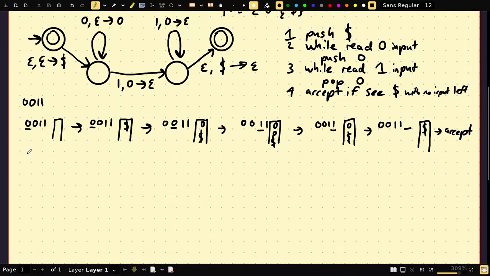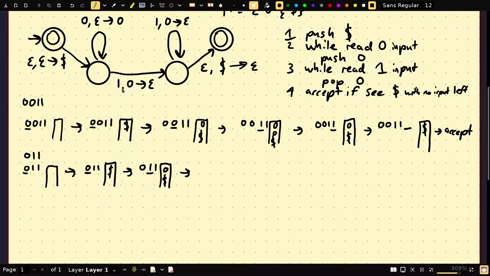So let's try 001. Now let's try 011. We're going to have the input 011. We're going to be at the 0. The stack is going to be empty. We push the canary. We don't move in the input. Next, let's push the zeros we see. We're here now after we push the input. So now we have 0 canary in the stack. Now we see a 1.